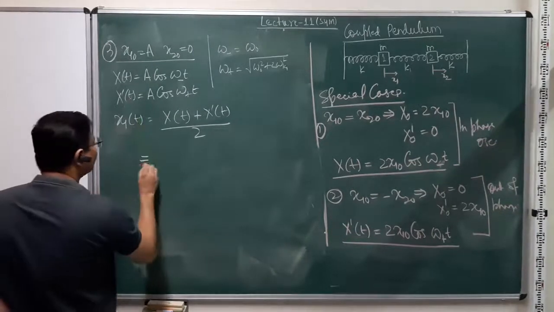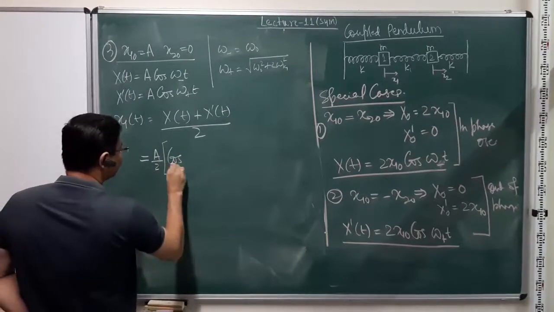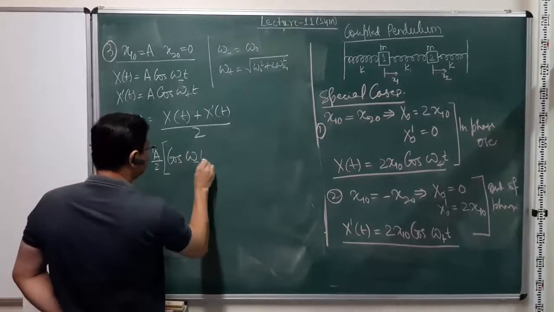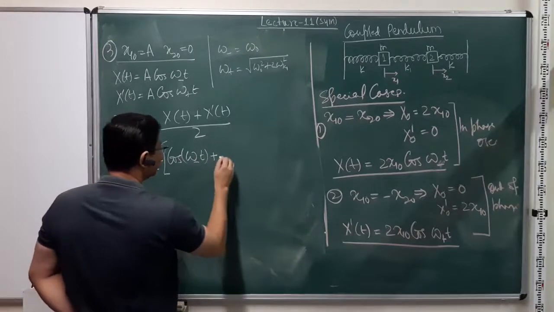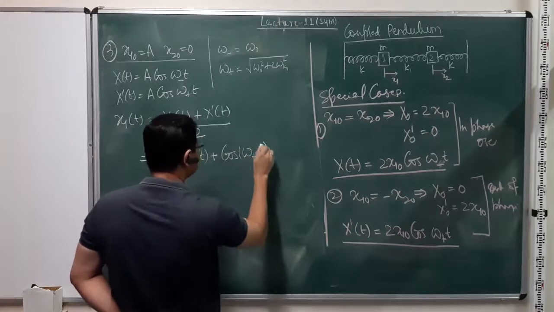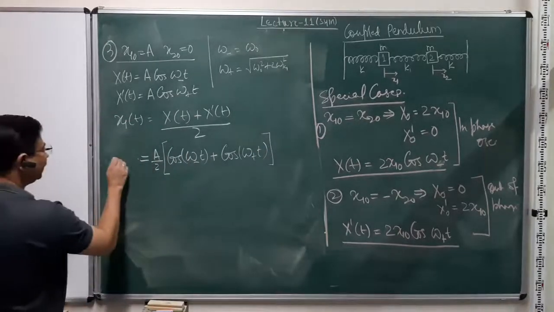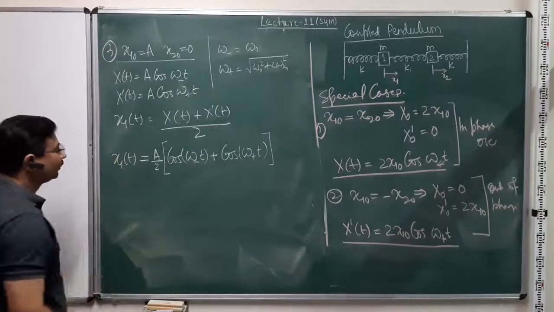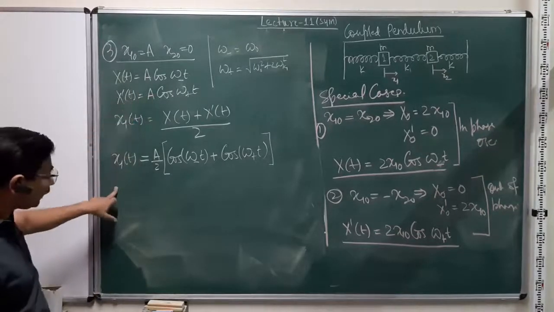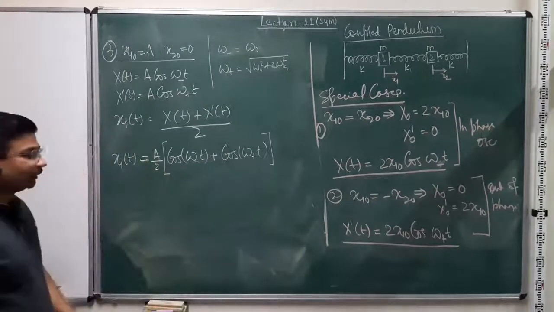Then this basically becomes a by 2 times cosine of omega minus t plus cosine of omega plus t. So this is then my solution for x1 of t. I can write down the similar solution for x2 of t, simply cosine of omega minus t minus cosine of omega plus t.